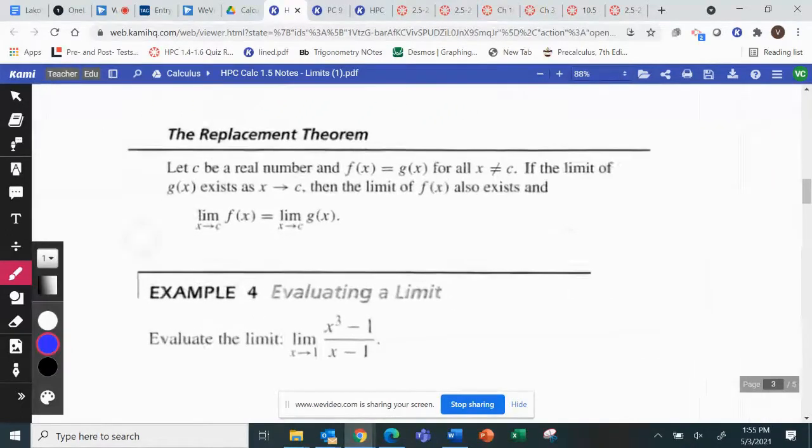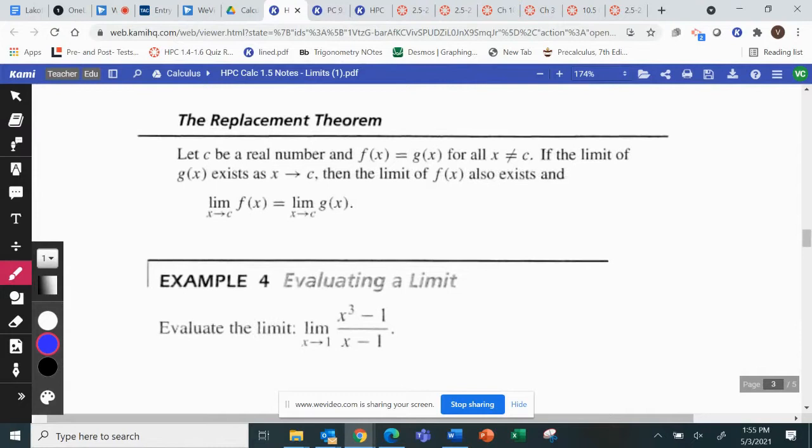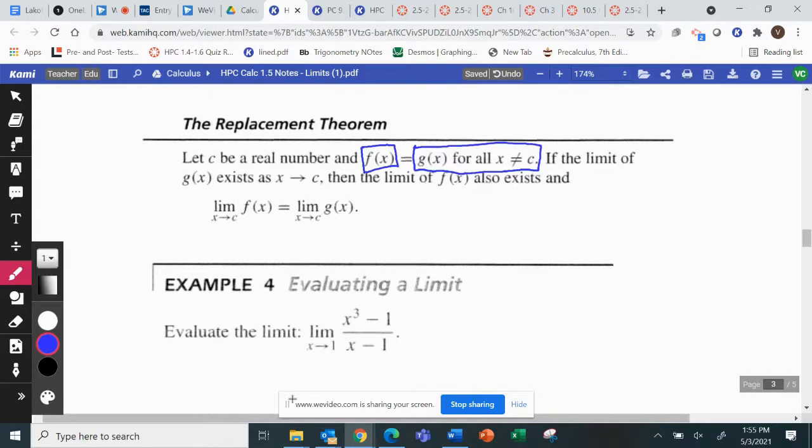Direct substitution cannot always be used, or at least not immediately. Sometimes we're going to have a c value where f of x is equal to a different function g of x for everything except x equal to c. So if the limit of g of x exists as x approaches c, then the limit of f of x also exists. What does that mean? That's something like this guy here.